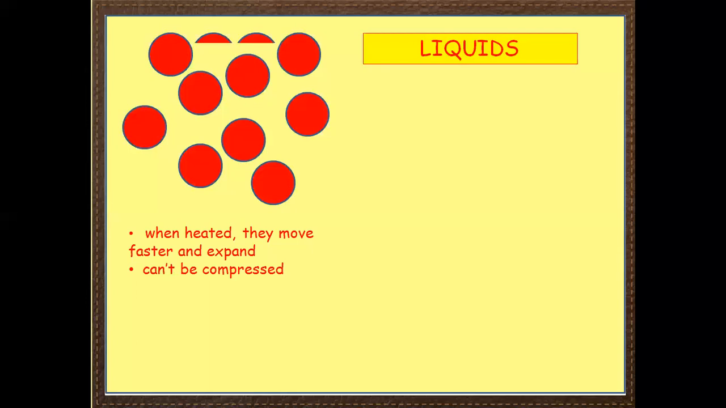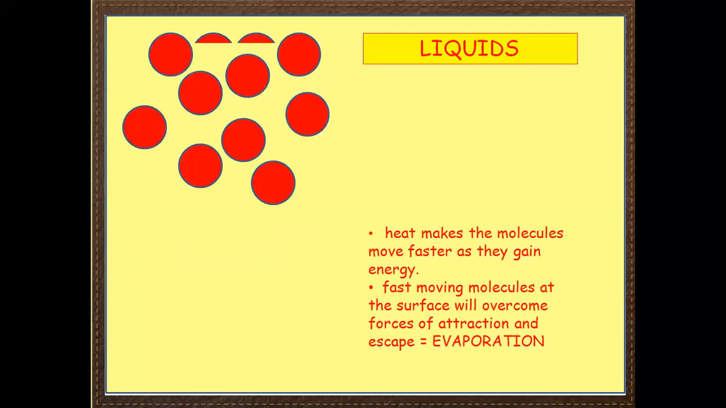When you heat a liquid, the molecules will move faster and also they can expand. But the molecules of liquids cannot be compressed. Heat makes the molecules move faster as they gain energy. Fast-moving molecules at the surface will overcome forces of attraction and escape, and this is called evaporation.